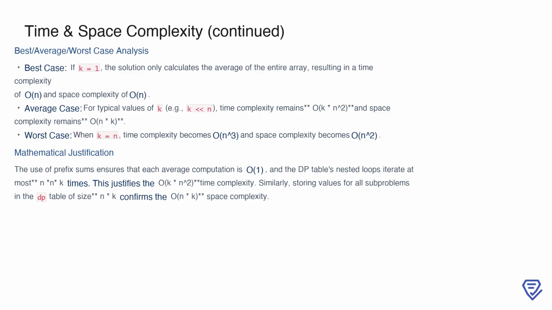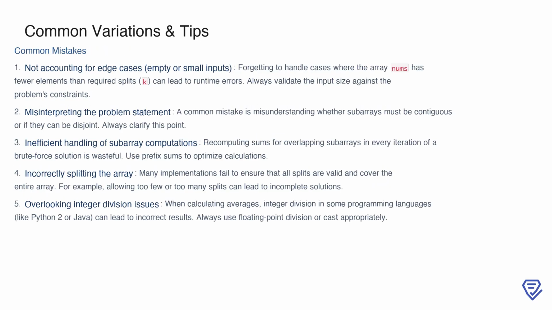Additionally, the nested loops in the DP table iterate at most n * k times, confirming the O(k * n^2) time complexity. Similarly, the storage requirements for all subproblems in the DP table of size n * k validate the O(n * k) space complexity. When solving this problem, there are several common mistakes to watch out for.